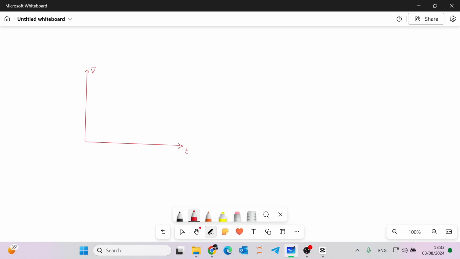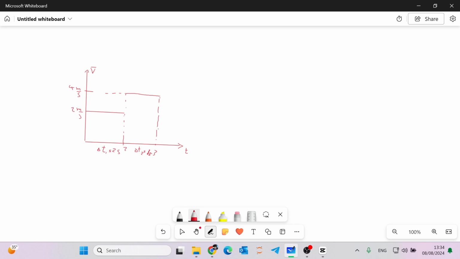Now I want to take a journey from the beginning. I am taking, for example, this amount of average velocity, let's say 2 meter per second, and it takes delta t1 just 2 seconds. Then after that, we have this average velocity, 4 meter per second, and it takes delta t2 equals 1 second.